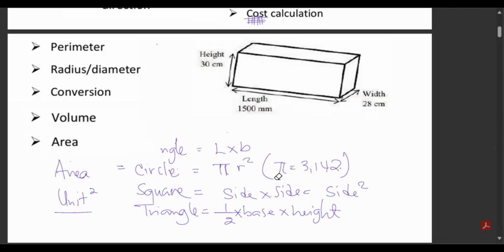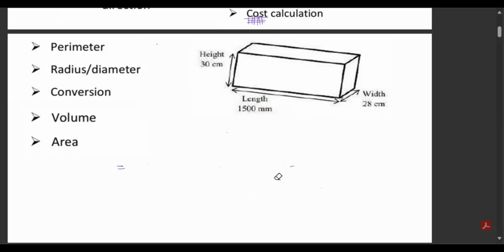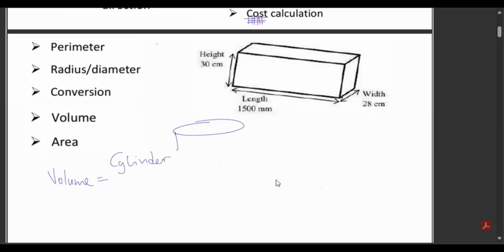Okay, let's go. Let's look at volume. Volume, we are talking of the 3D objects. These 3D objects are formed from different shapes that we know. The shapes we look at when we look at volume, we look at what we call a cylinder. This looks like a tin.